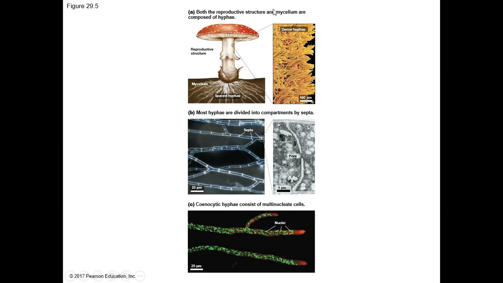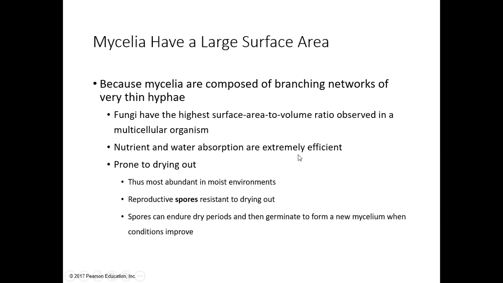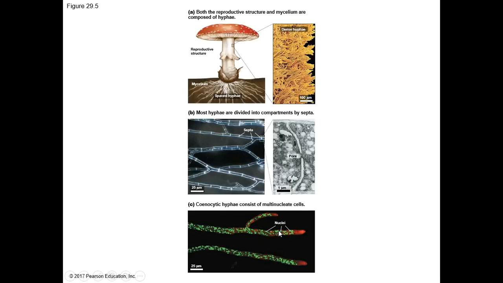So here we see both the reproductive structure and the mycelium. So the reproductive structures, which we'll talk about later on, are composed of hyphae. Okay, it can be very dense here in the kind of stalk area. Here's a nice picture of the different compartments, okay, the different cells that are separated by septa and the pores in there. And here again, we're talking about multinucleated cells. Inside of the hyphae, you can see there's multiple nuclei in each of those cells.